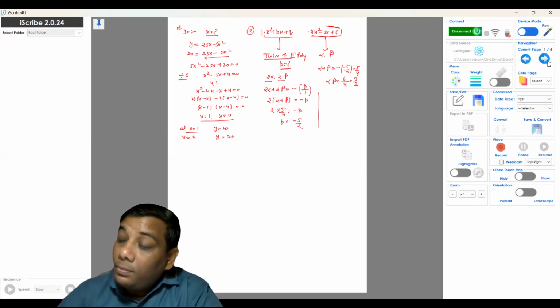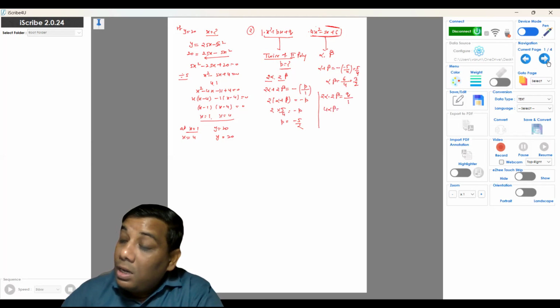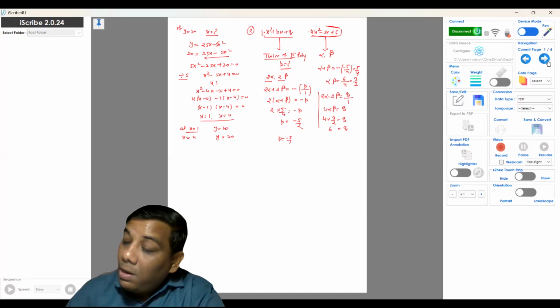Similarly, 2 alpha into 2 beta equals the constant term divided by the coefficient of x square. Now this is 4 alpha beta equals q. Now alpha beta is 3 by 2, so q is 6. Then p is minus 5 by 2 and q is 6.